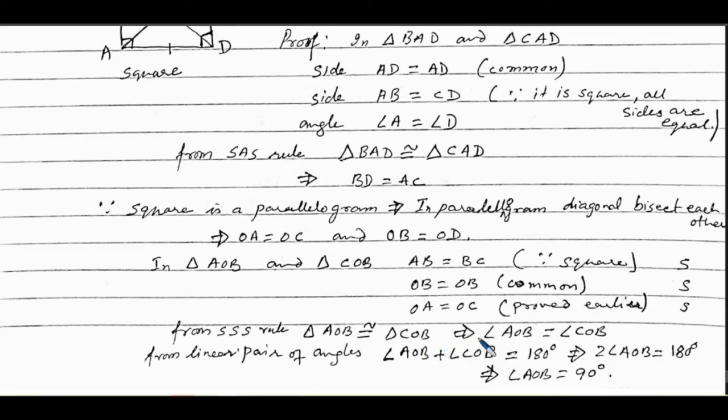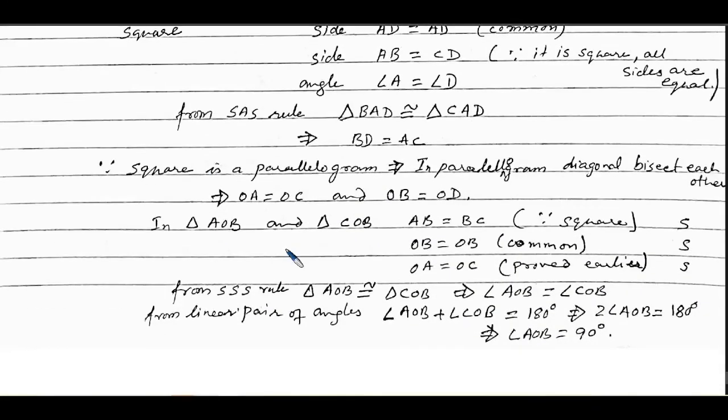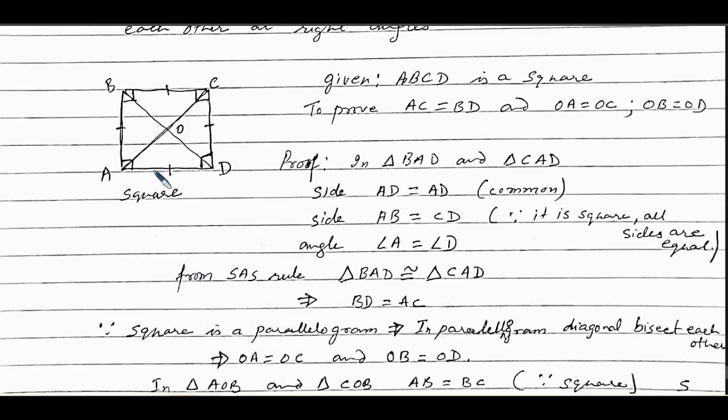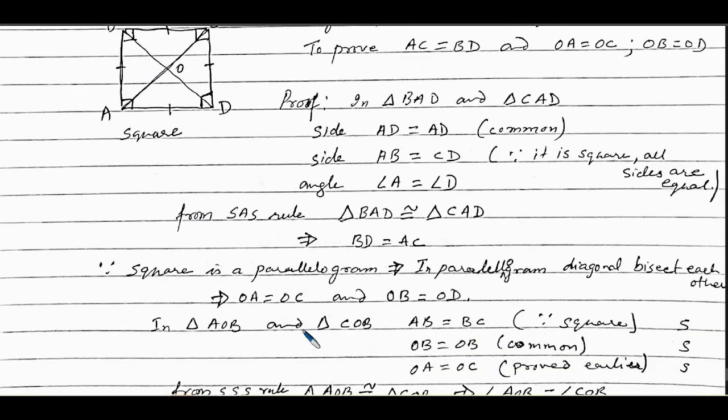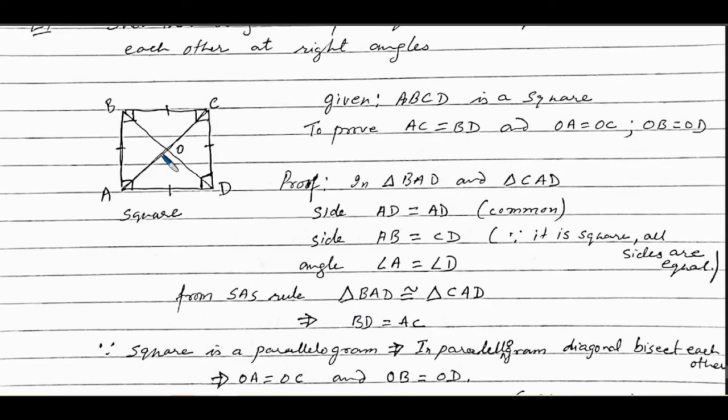So angle AOB is equal to angle COB, this angle, which I was saying in the beginning. So from the linear pair of angles, this and this is a straight line. Since the sum of them has to be 180 and they are equal, this has to be perpendicular. So this not only bisects, but they are perpendicular bisectors.